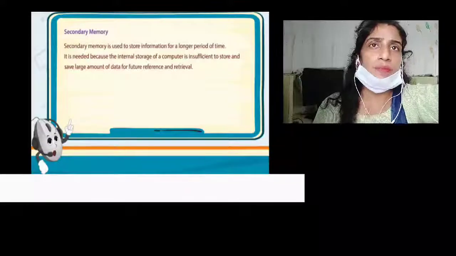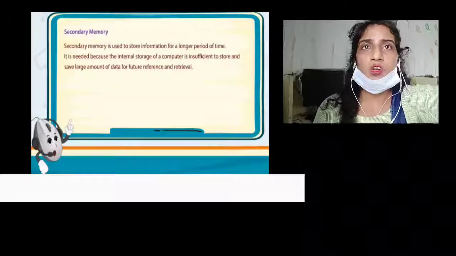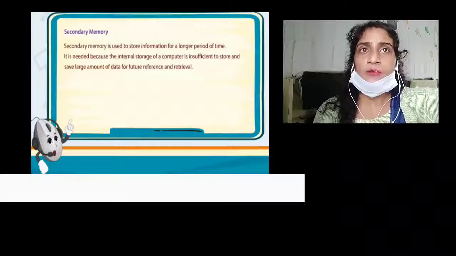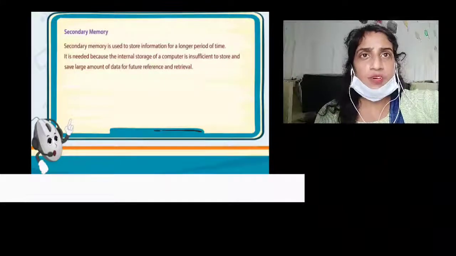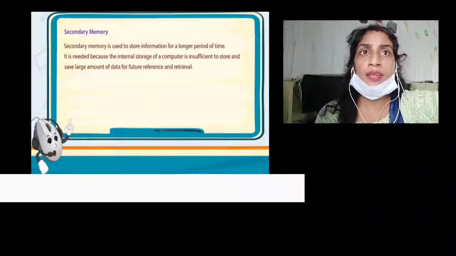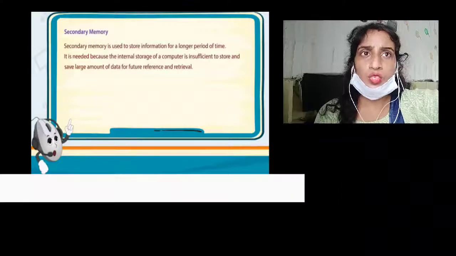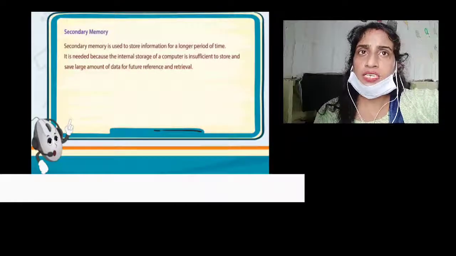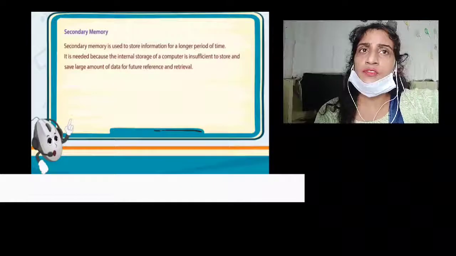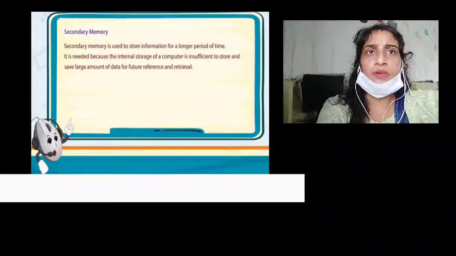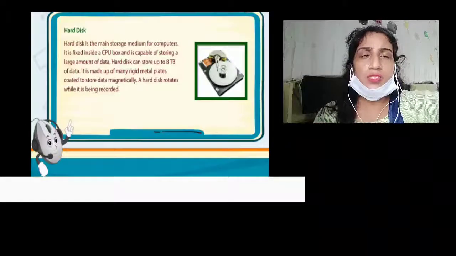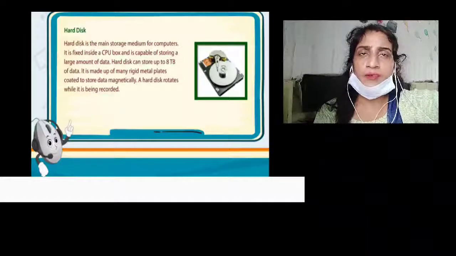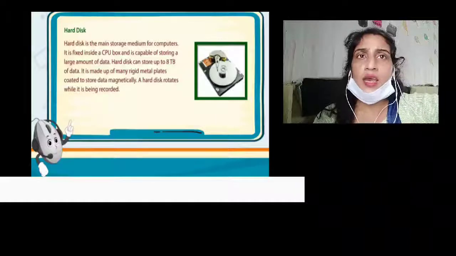Now the next memory is called the secondary memory. Secondary memory is used to store information for a longer period of time. It is needed because the internal storage of the computer is insufficient to store and save a large amount of data for future reference and retrieval. There are some types of secondary memory.